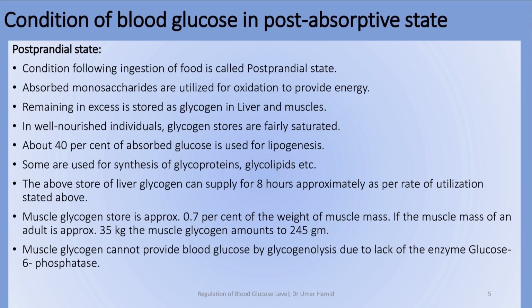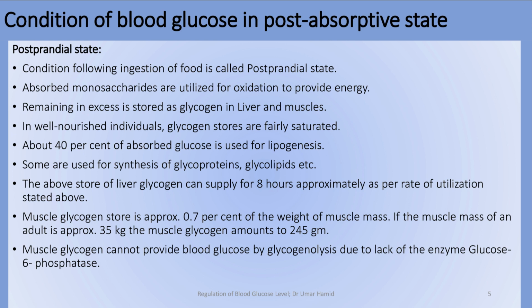The above store of liver glycogen can supply for approximately 8 hours, as per the rate of utilization stated above. Muscle glycogen store is approximately 0.7% of the weight of muscle mass. If the muscle mass of an adult is approximately 35 kilograms, the muscle glycogen amounts to 245 gm. Muscle glycogen cannot provide blood glucose by glycogenolysis due to lack of the enzyme glucose 6-phosphatase. Glucose 6-phosphatase enzyme is present in liver, but not in muscles.